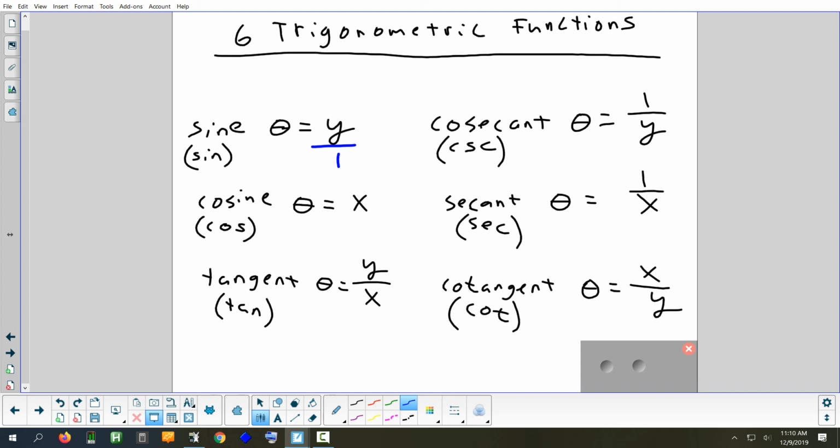So all the definitions that we need for unit circle trig are right there. You don't need anything else. All you need to know how to do now is find a coordinate. And that's the next step I'll talk about.